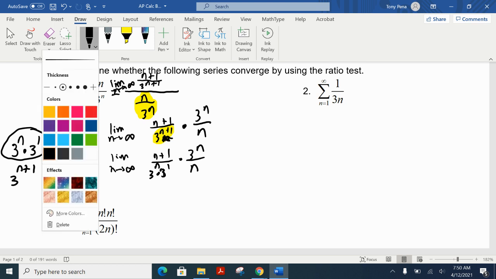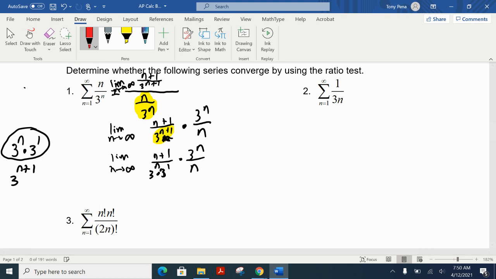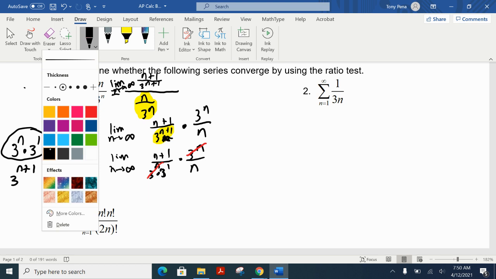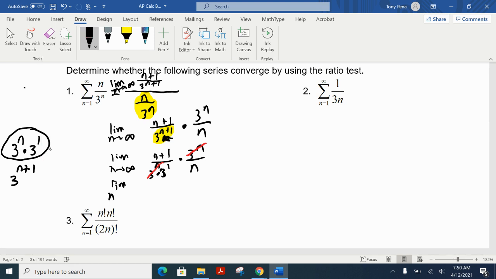The reason that benefits us is it's now easier to see sort of how this is going to play out, where if I'm multiplying, we can now cross multiply the 3 to the n's. And then what you're now left with is calculating the limit as n goes to infinity of n plus 1 in the numerator, and then in our denominator, all we have is a 3n.